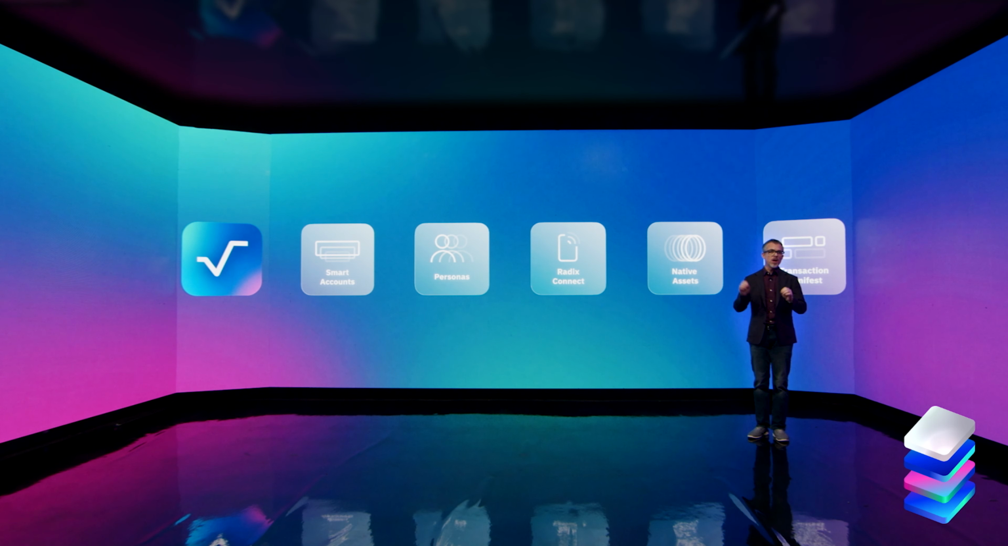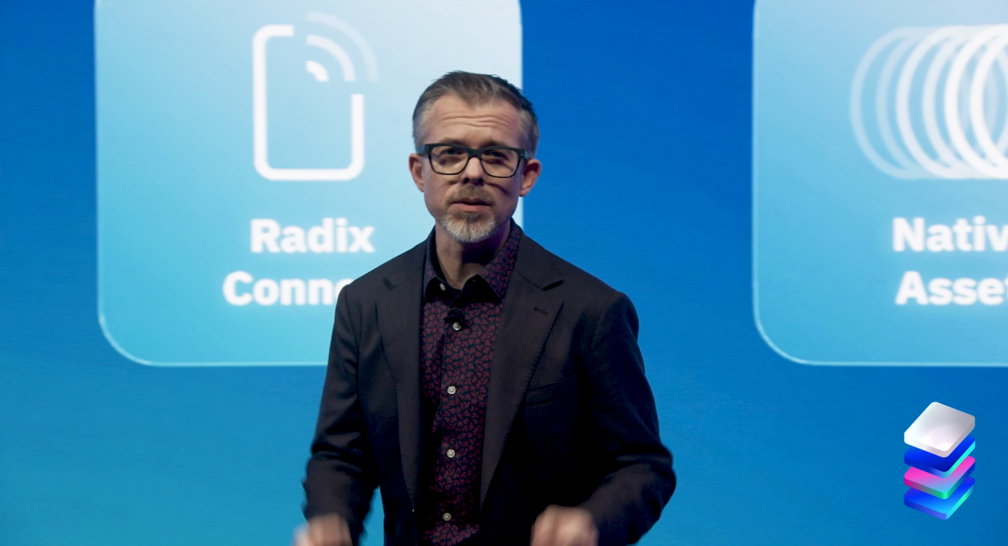So, we've talked about smart accounts, personas, Radix Connect, native assets, and the transaction manifest. Individually, these five technologies solve some really crucial usability problems.